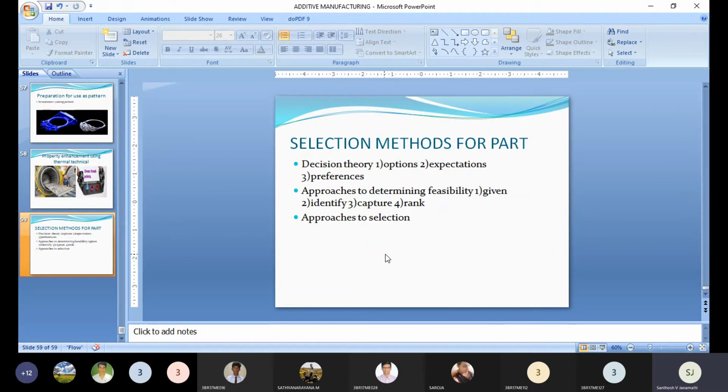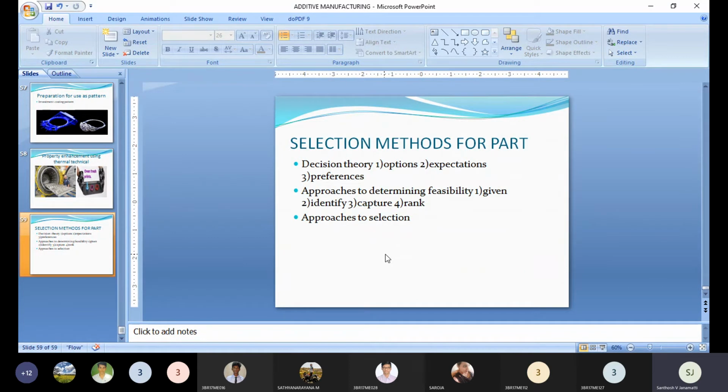Now I'm going to the next part of this first module. This is the last part. Here we have a selection method, and finally we will discuss some real cases for the application of the 3D technology. Before that, we will finish up these selection methods for the part. That's how we can select the methods for part producing.